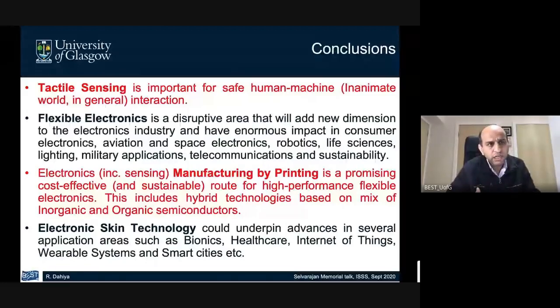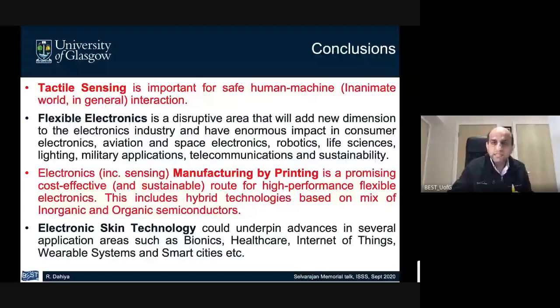Printing high performance materials and organic semiconductor-based sensors, etc., can lead to a heterogeneous integration, which is an interesting way forward. Electronic skin technology as such could underpin advances in several application areas such as bionics, healthcare, Internet of Things, wearable system, and smart cities. Some examples I presented today. There can be many more examples that are available in literature. Here are some background work. If someone is interested, you can go through these works, and some more background work are mentioned here.